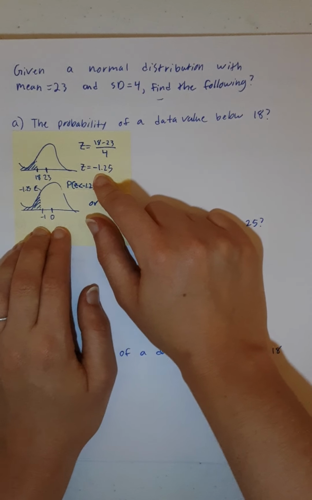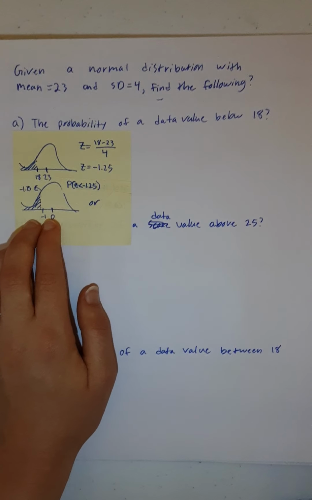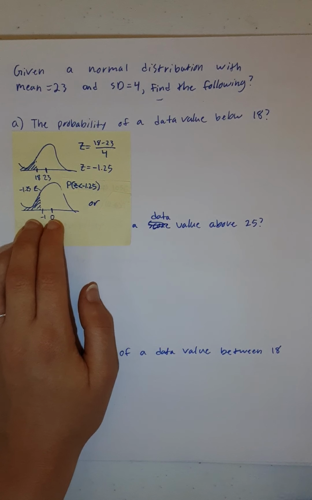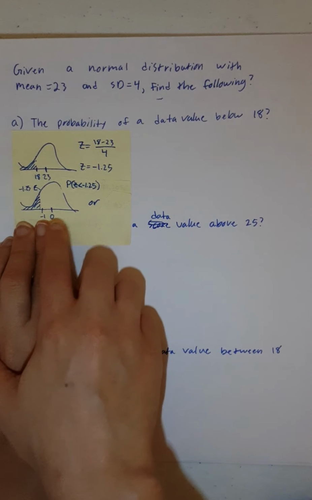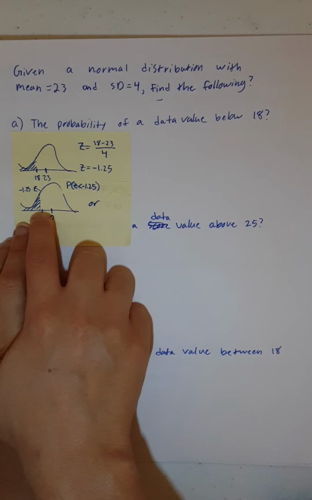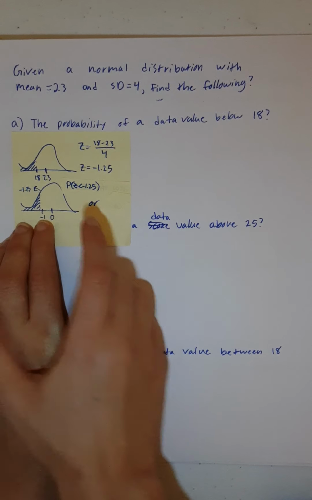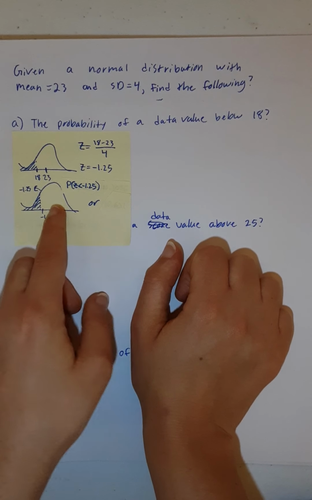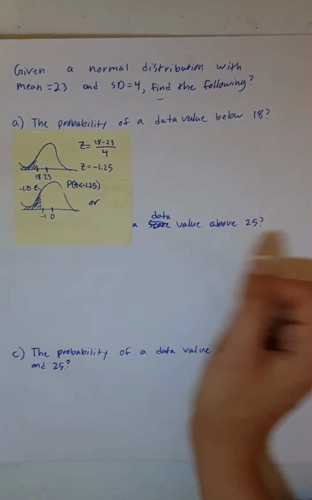Which means I can redraw this picture of the standard normal curve once I've transformed my data using a z-score. My mean becomes 0, and I still have that in the middle because the mean always goes in the middle. And then my data value I now know is a z-score of negative 1.25, and so I can draw that in. I did my dashed line as my best estimate and then shaded below.